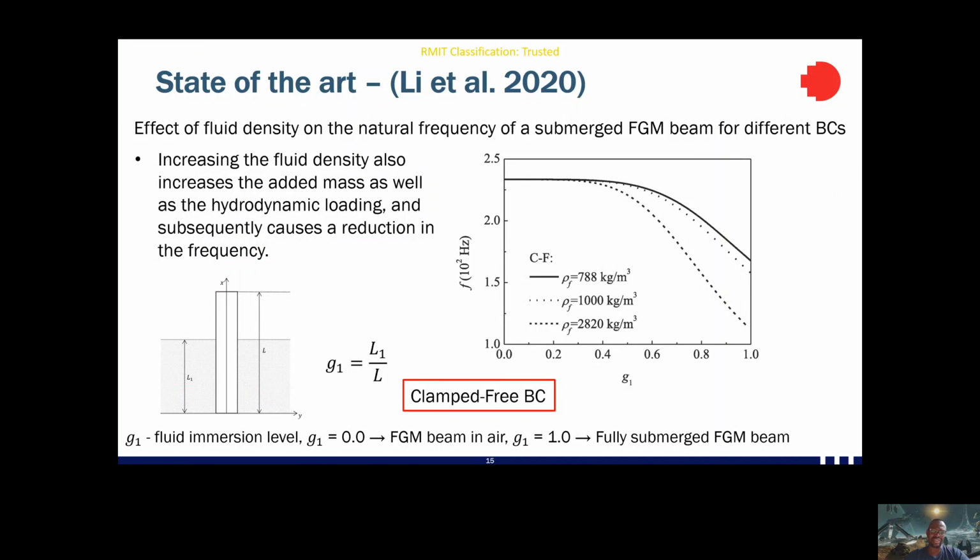Another study looked at the effect of increasing the fluid density. We can see that as the fluid density increases, there's an increasing reduction in the natural frequency, which denotes the effect of the hydrodynamic loading. The horizontal axis is G, which denotes the fluid immersion level, whereby G equals 0 denotes air, whereas when G is 1, the beam is fully immersed.